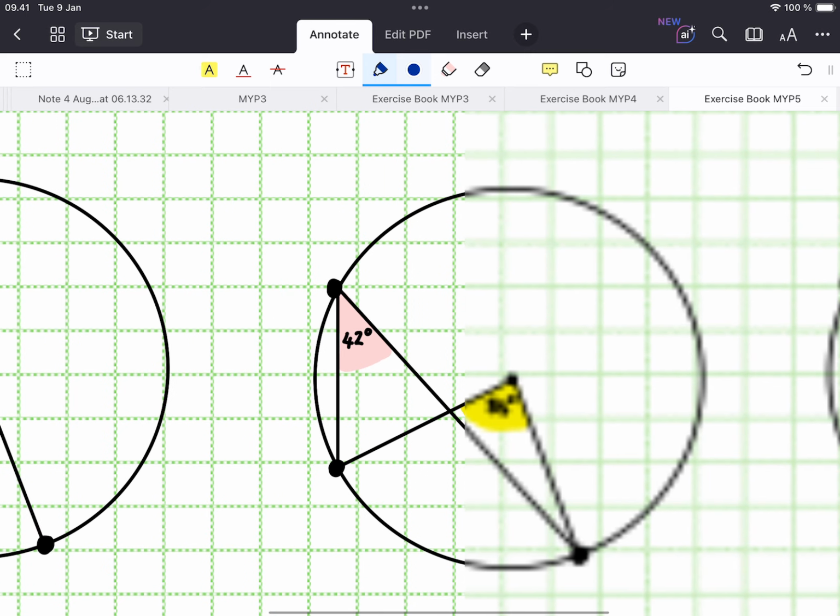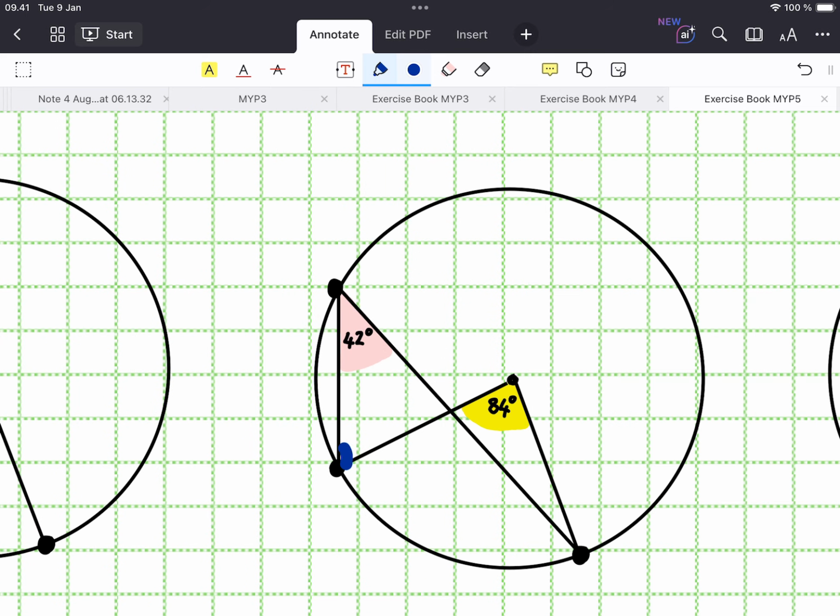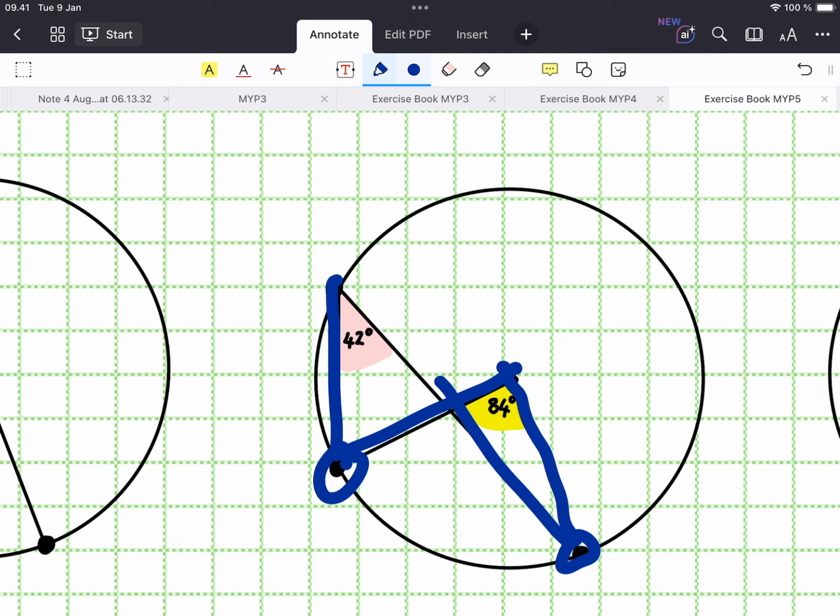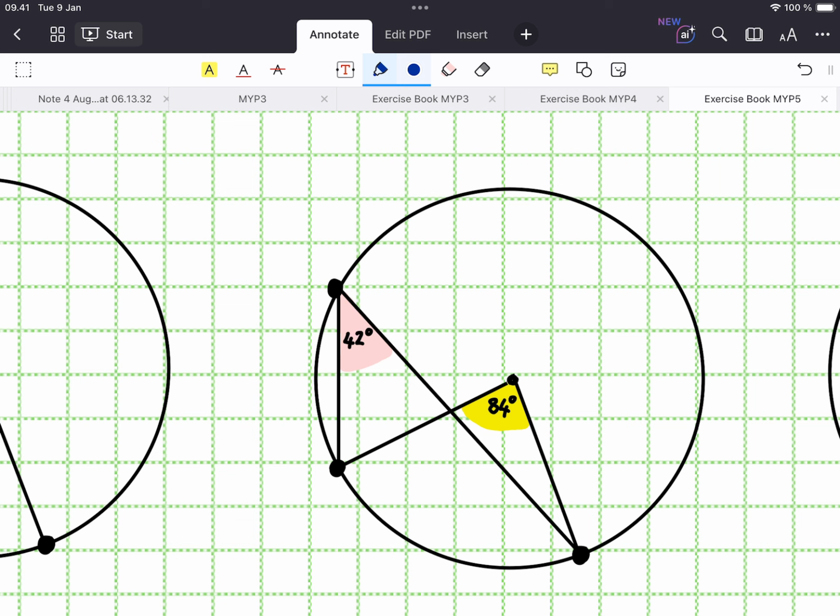Now it could look like this. So once again, I've got my two basic points. They're making an angle at the center, 84, and then from the same 2 points, an angle at the circumference, 42. So both from the same 2 points, but it's kind of confusing because they cross over. So it's not necessarily immediately recognizable as that particular theorem.